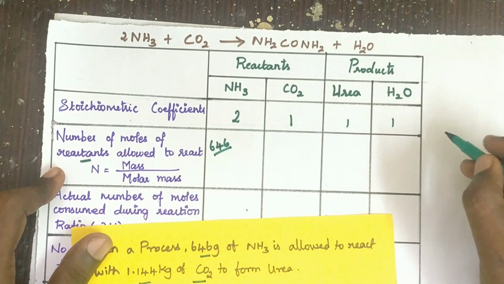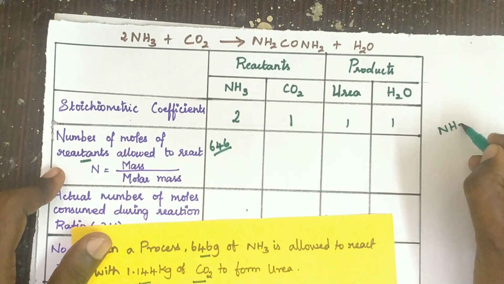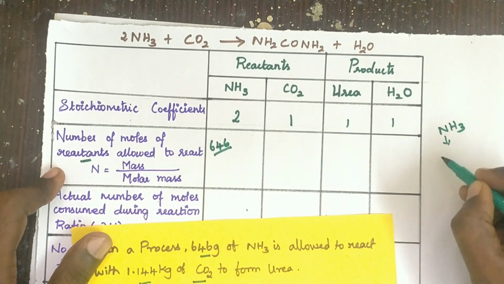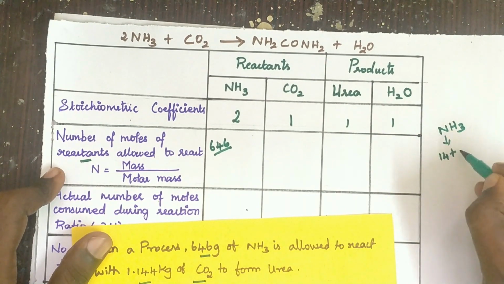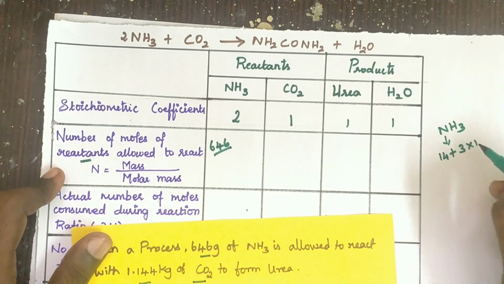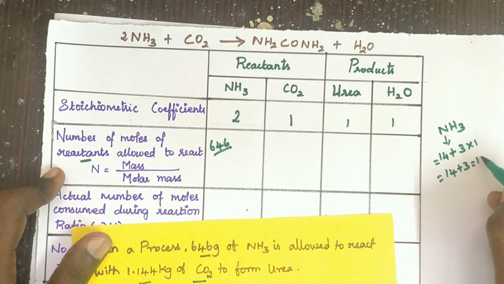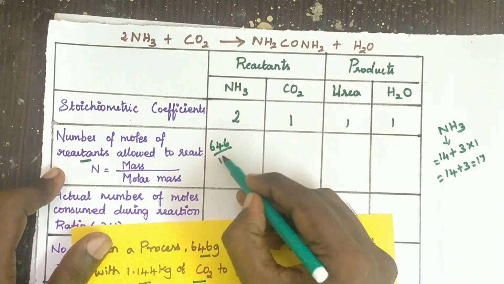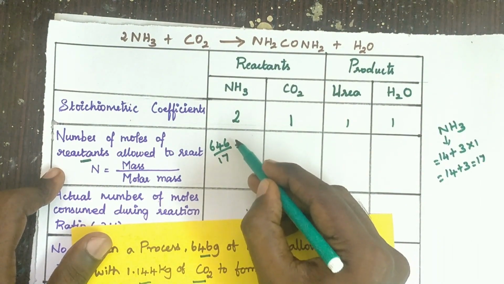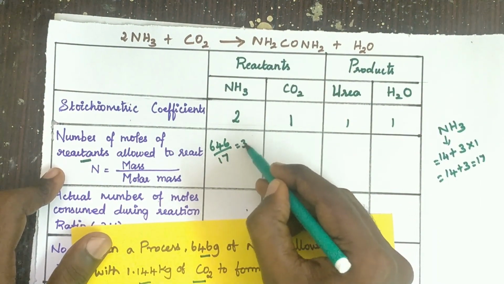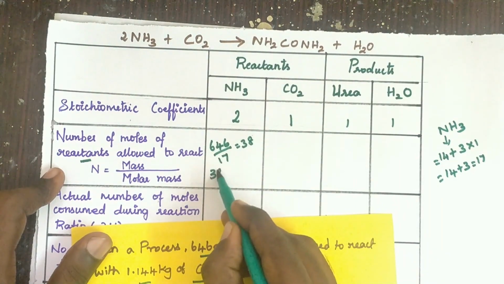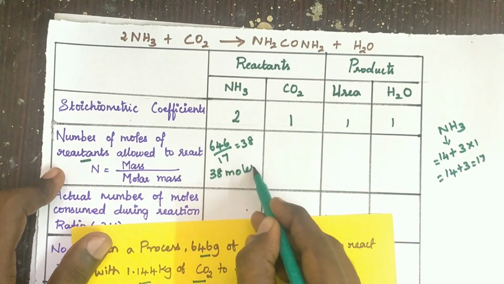Then the molar mass of ammonia. The formula is NH3. Nitrogen atomic mass is 14 plus the number of hydrogens, 3 into 1. So 14 plus 3 comes as 17, so the molar mass is 17. On dividing 646 by 17, we get 38 moles. So the answer is 38 moles.